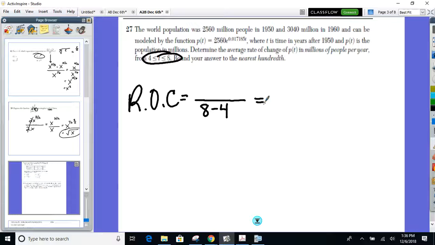What's that? Would we plug in 8 and 4? Into T, yep. Because that's the T values we have right now. So when we plug 8 in for T, that'll give me its corresponding Y value, which goes on top. When I plug 4 in for T, it'll give me its corresponding Y value. Nearest hundredth.